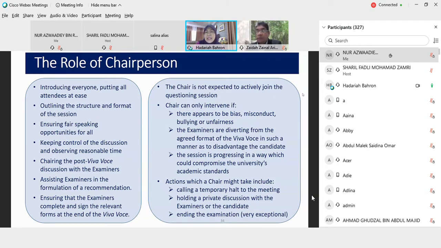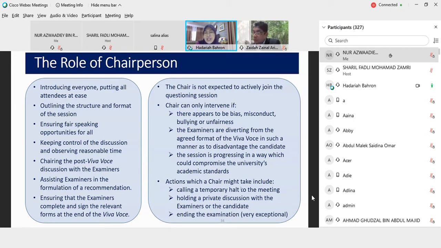The chair can only intervene if there appears to be bias, misconduct, bullying, or unfairness. The chair can also intervene if the examiners are diverting from the agreed format of the Viva-Voce in such a manner that will disadvantage the candidate, and the session is progressing in a way that could compromise the university's academic standard. So the chair can intervene when such a situation occurs.